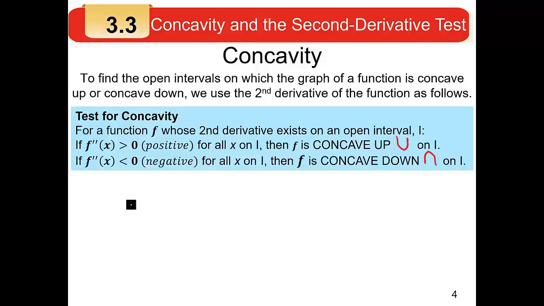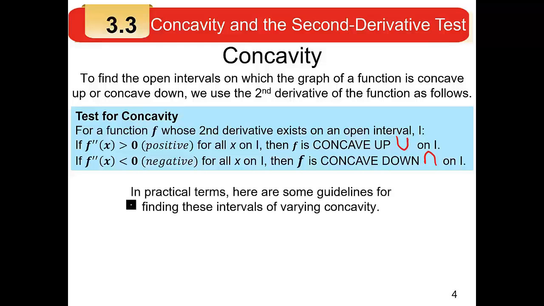So the second derivative tells you about concavity. A positive second derivative gives you an interval of concave up behavior, and a second derivative being negative over an interval gives you an interval of concave down behavior.